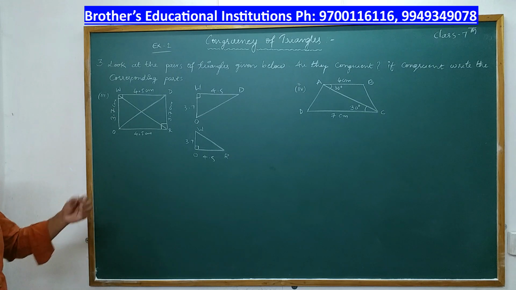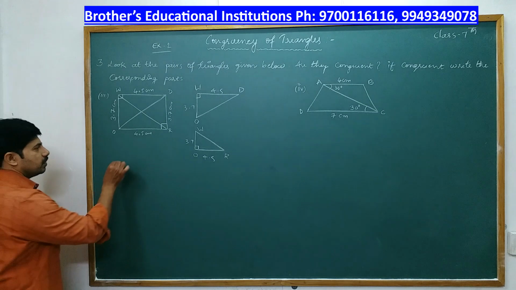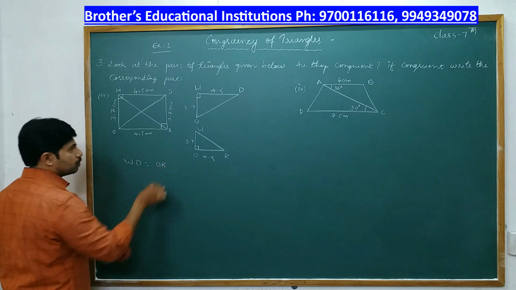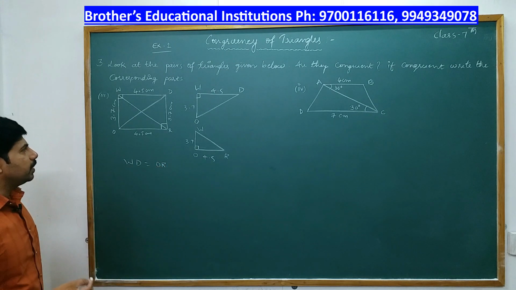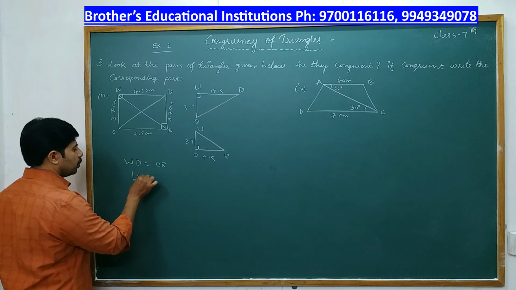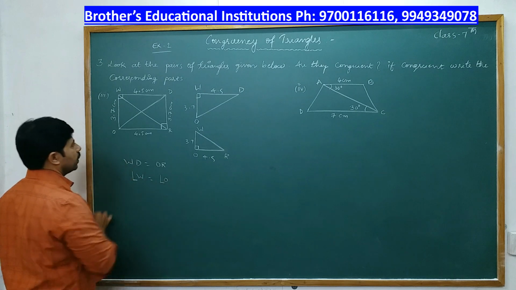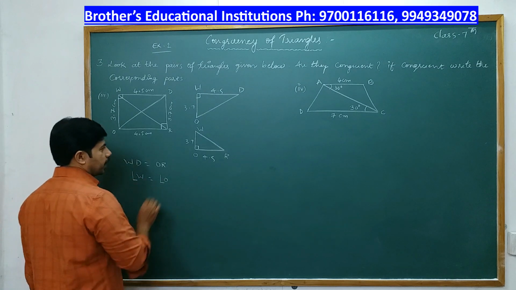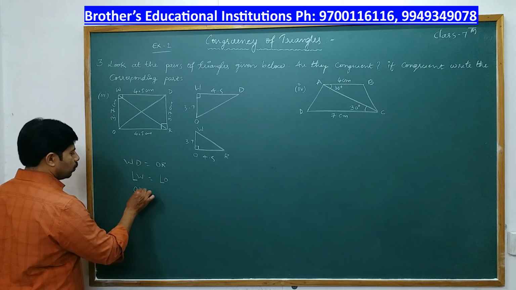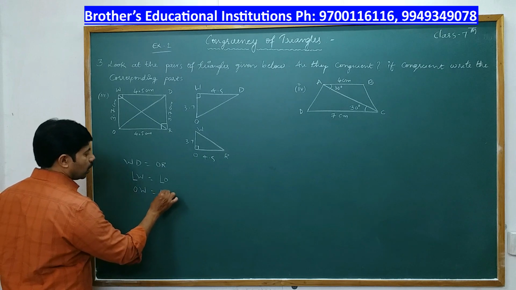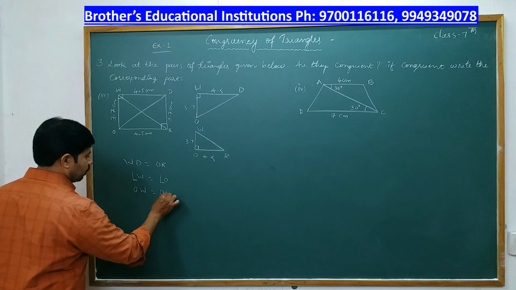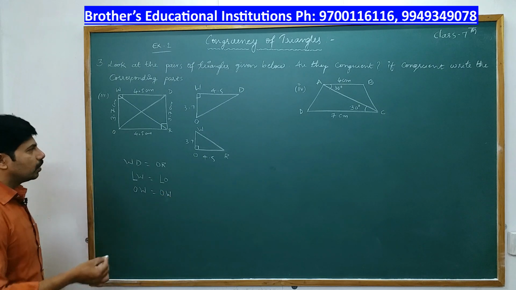Now we prove that the two triangles are congruent. For that, first we write WD is equal to OR, because both are the same length, 4.5 centimeters. Then after that we write angle W is equal to angle O, because each is 90 degrees. Then after that we write OW is equal to OW. It's a common side we are getting.